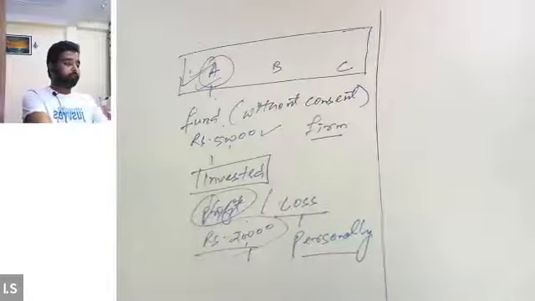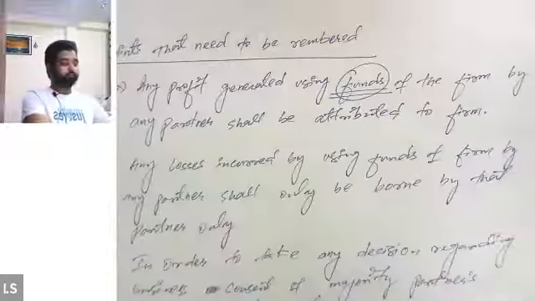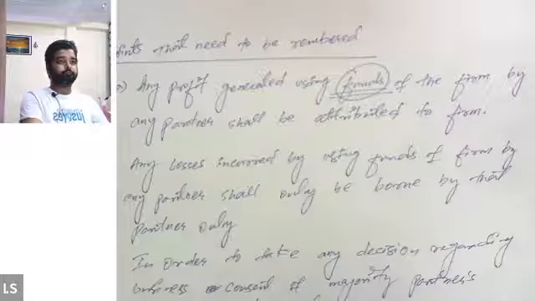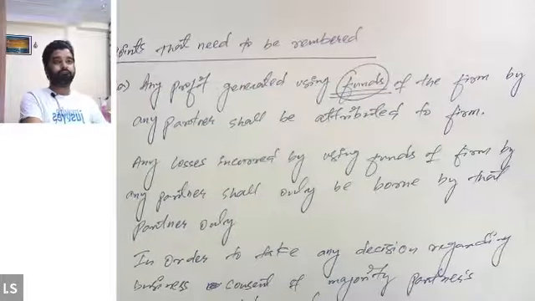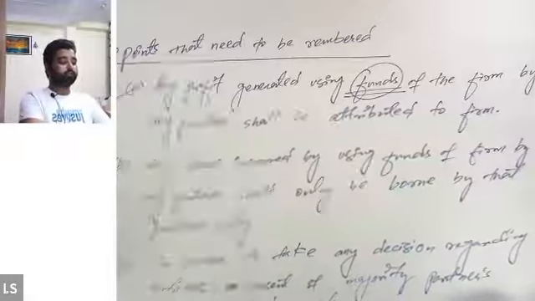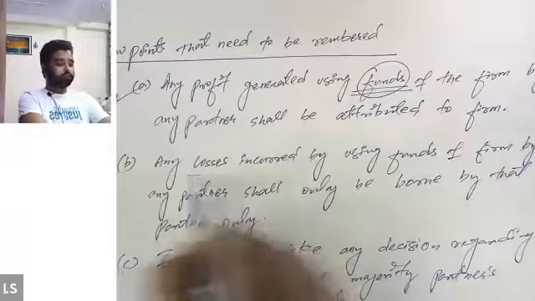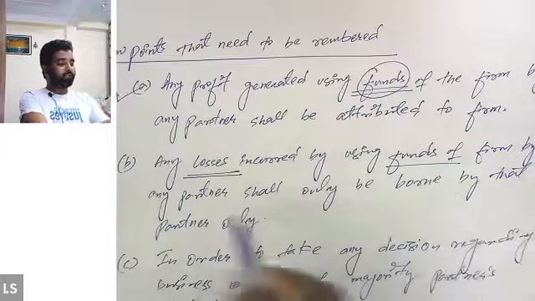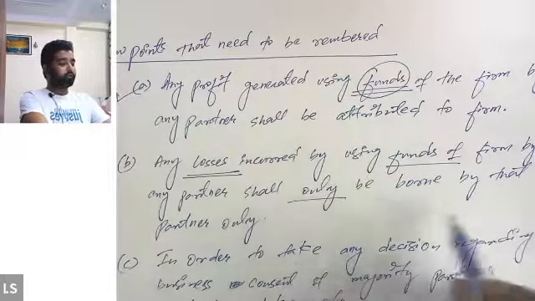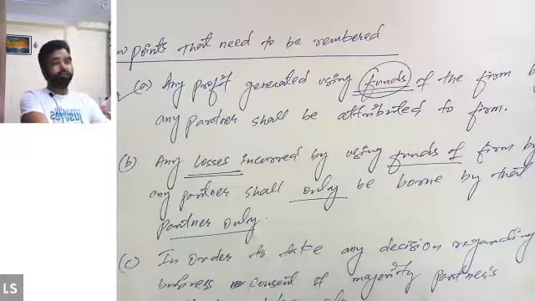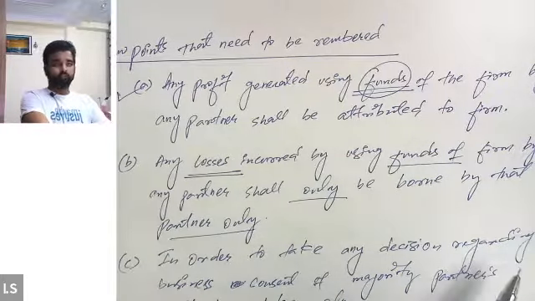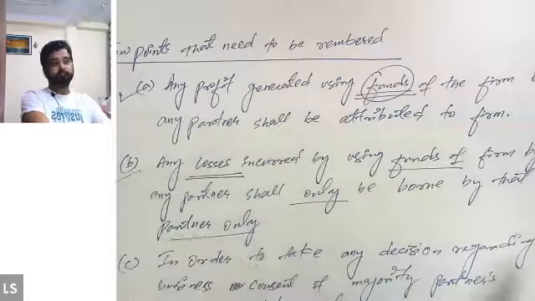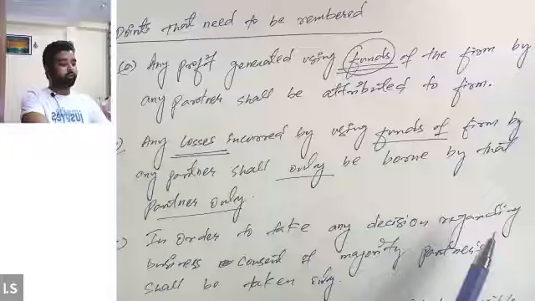So let me show you the second part. The second point is, any losses incurred by using funds of the firm by any partner shall be borne by that partner only. Is that clear to all of you? The first two points are clear or not? Yes, sir. Okay, moving on.